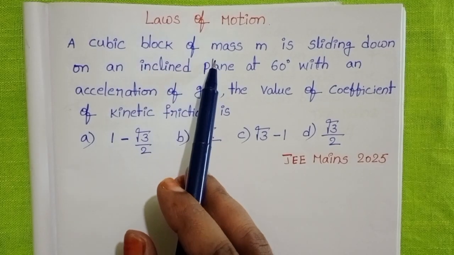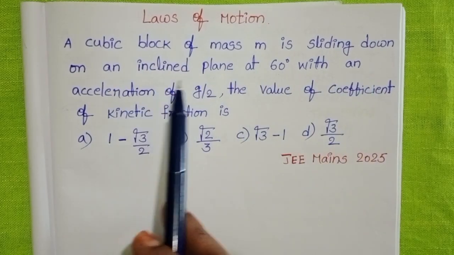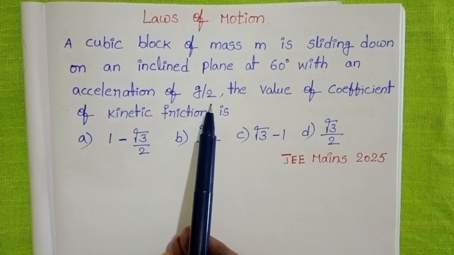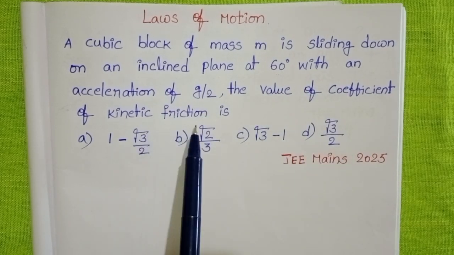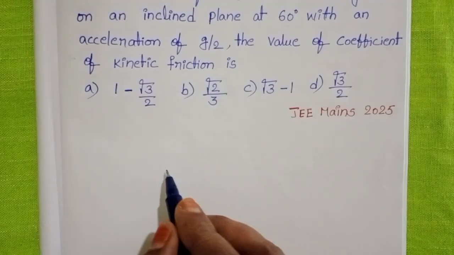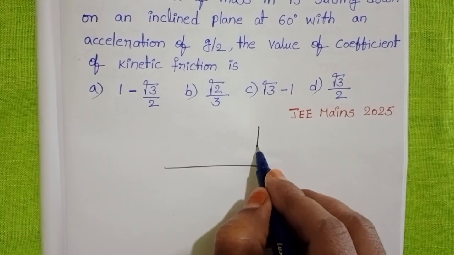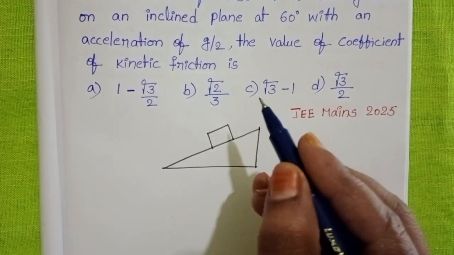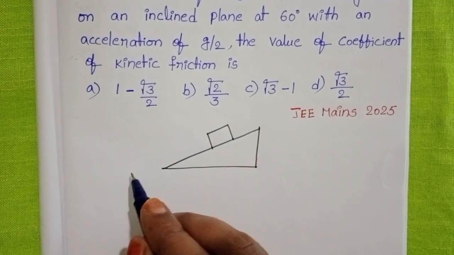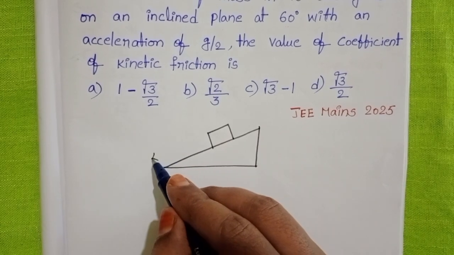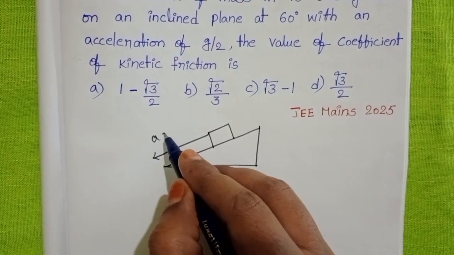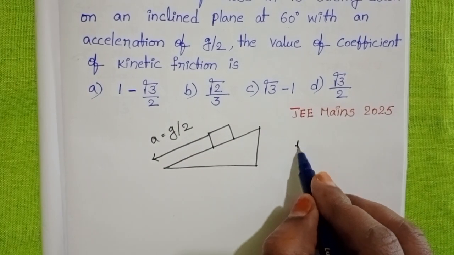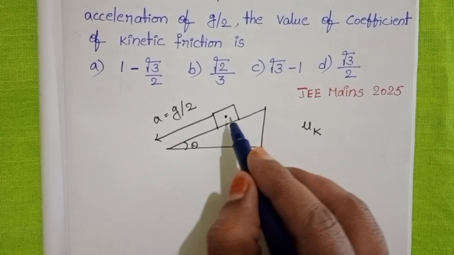A cubic block of mass m is sliding down an inclined plane at 60 degrees with an acceleration of g by 2. The value of the coefficient of kinetic friction is? In the given question, a cubical block is on the inclined plane. The mass of this block is m and it is sliding down along the inclined plane with an acceleration g by 2. By using this information, we have to calculate the coefficient of kinetic friction.